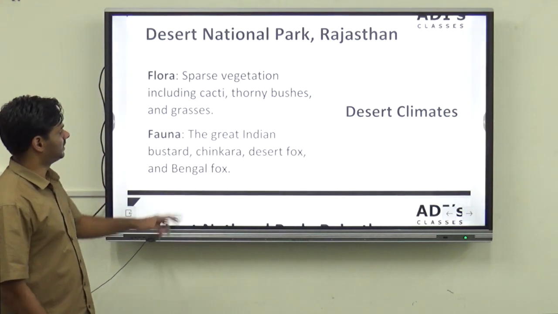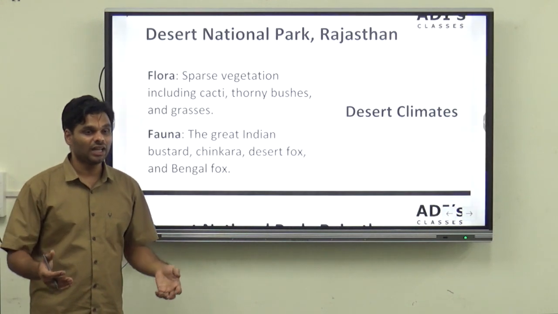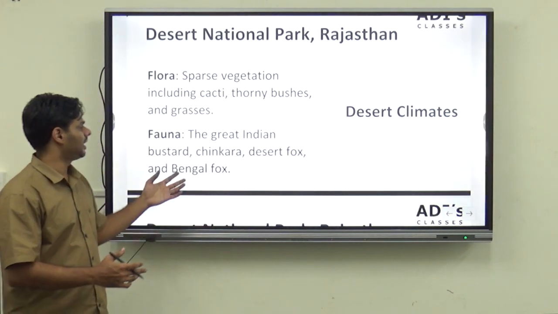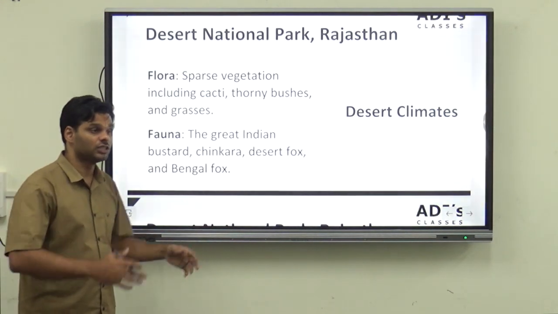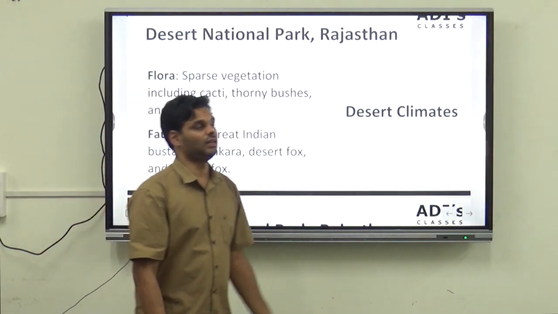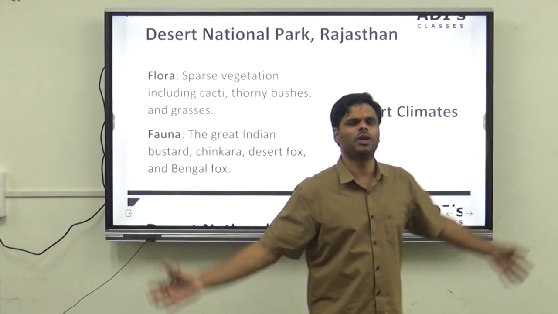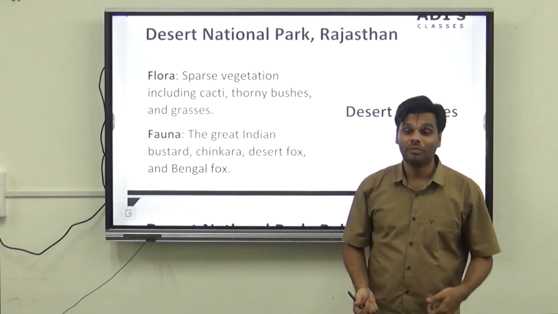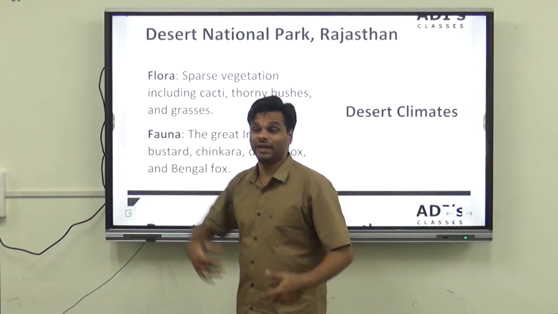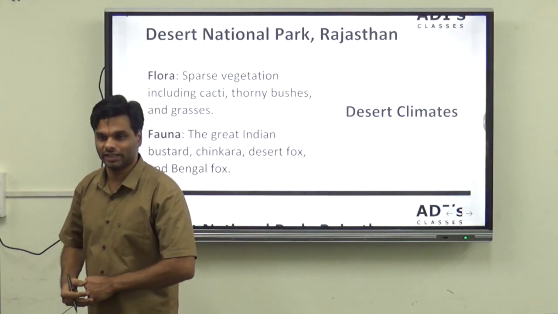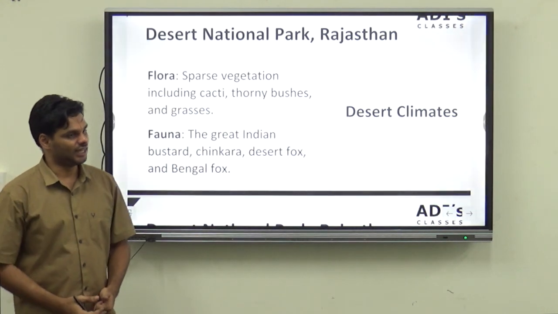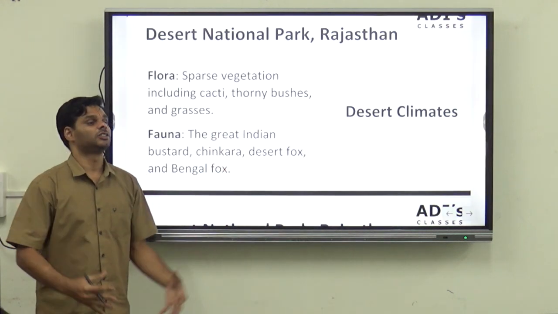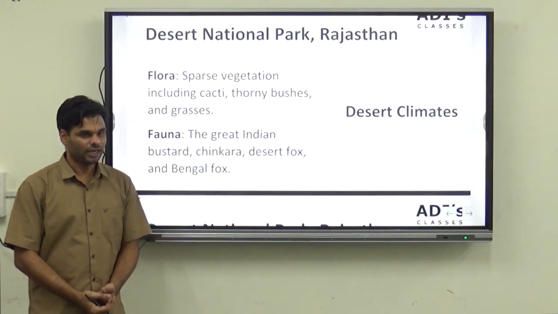Like the Great Indian Bustard and the Chinkara. What is a Chinkara? Kind of deer, okay? Chinkara, desert fox, Bengal fox. So now you can understand that the size of a fox in a desert will be a lot smaller as compared to something that is not. Why? Because it has to conserve energy. The bigger an animal is, the more food it needs. But in a desert, food is scarce. So it will start getting smaller and smaller, right?